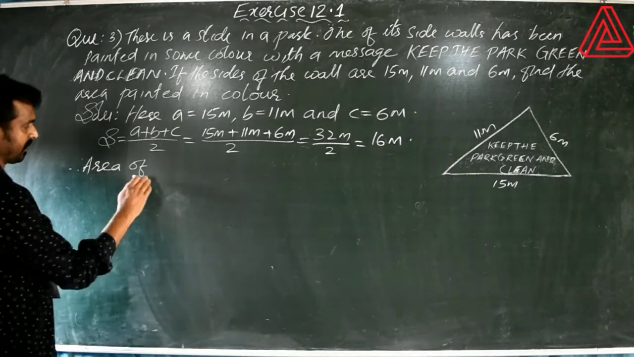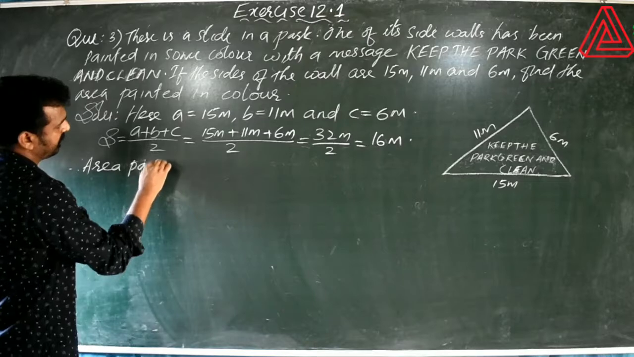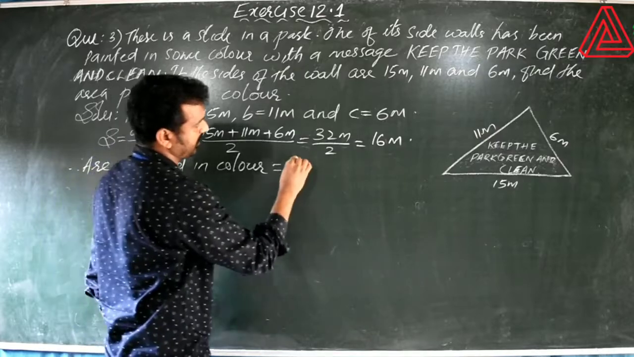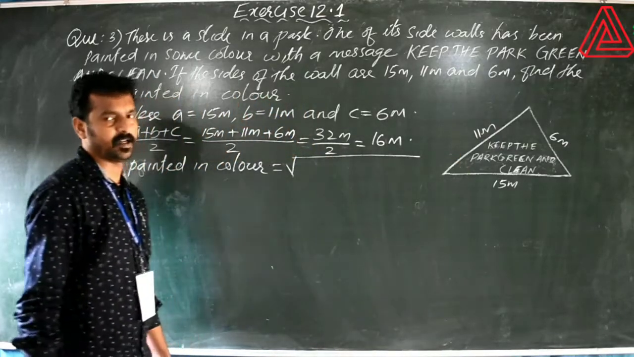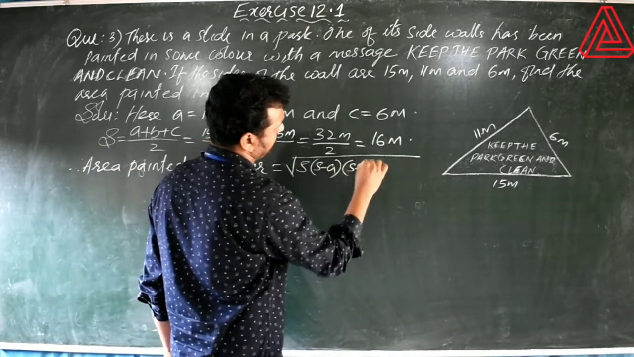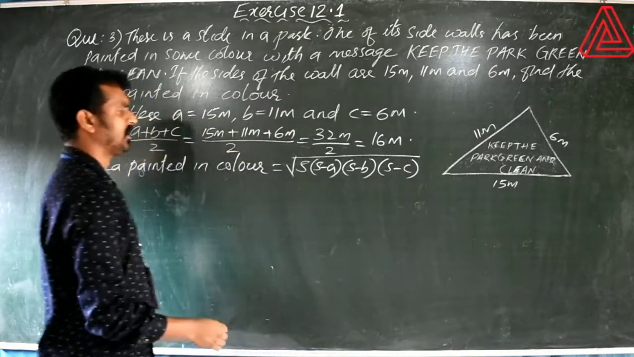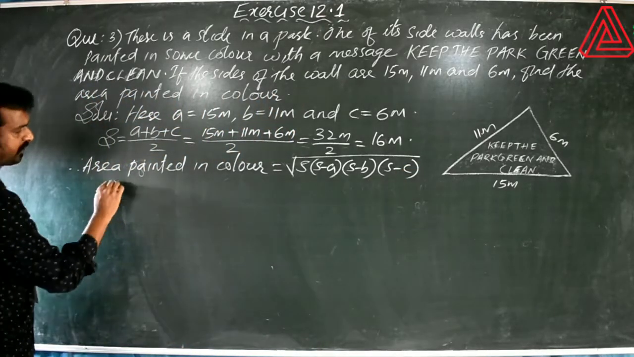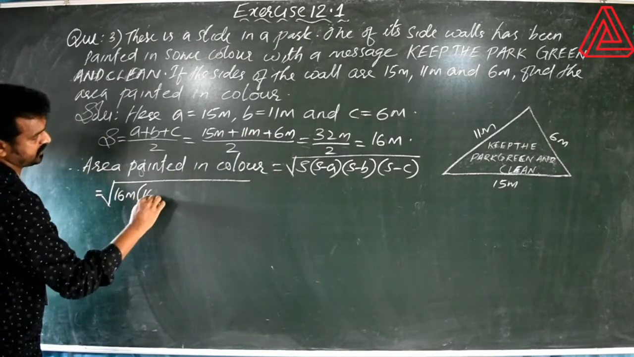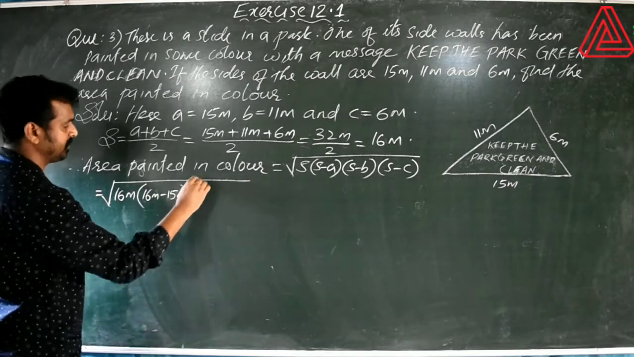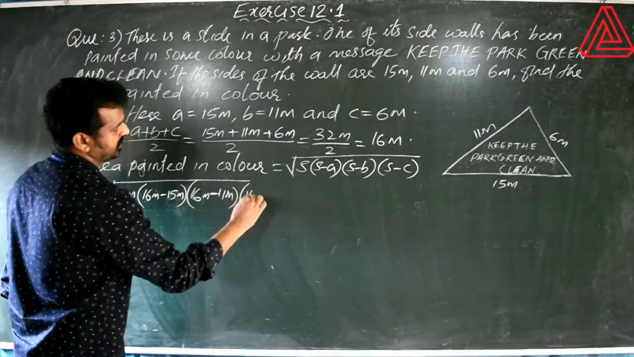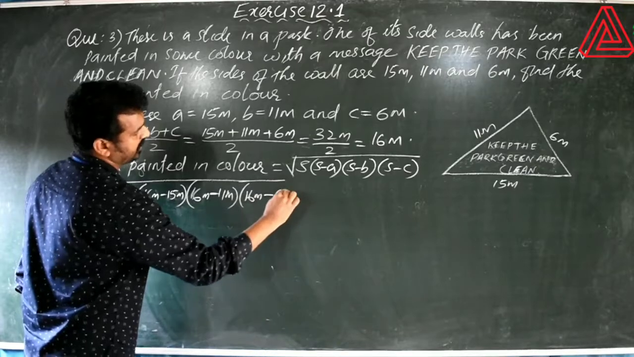Area painted in color is equal to, what is the formula? Using Heron's formula only we can find out the area of that triangle. So the formula is square root of S into S minus A into S minus B into S minus C. Now substitute the values here: square root of S, S is equal to 16 meter, into 16 meter minus 15 meter into 16 meter minus B, B is equal to 11 meter, into 16 meter minus C, C is equal to 6 meter.